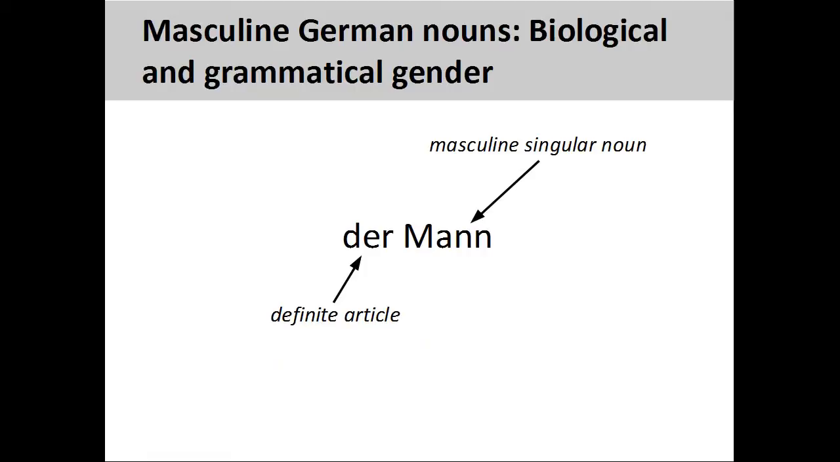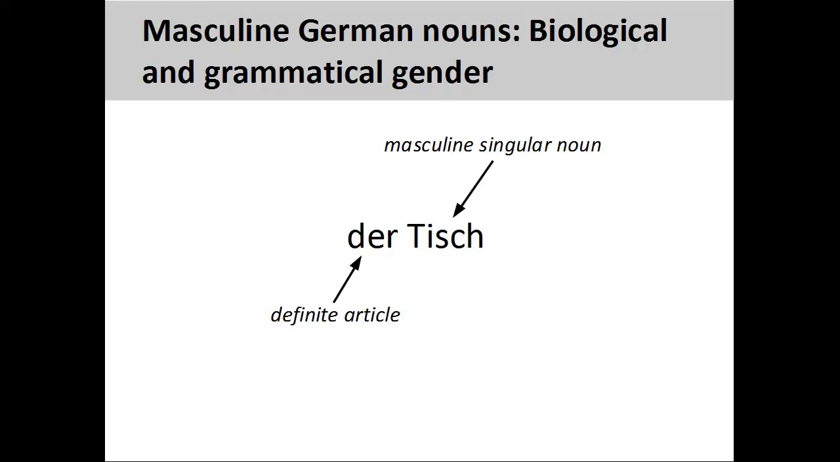This gender can be seen in the definite article. Here, the biological gender of the noun Mann, man, agrees with its grammatical gender. The definite article der shows that this is a masculine singular noun. When learning German, it is important to memorize the definite article with the noun.